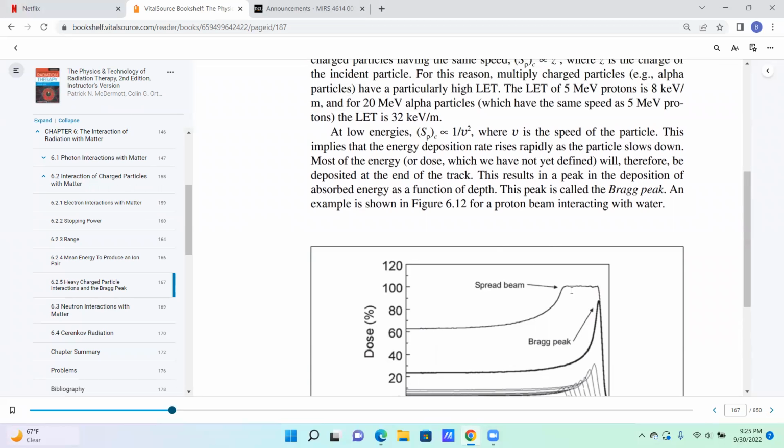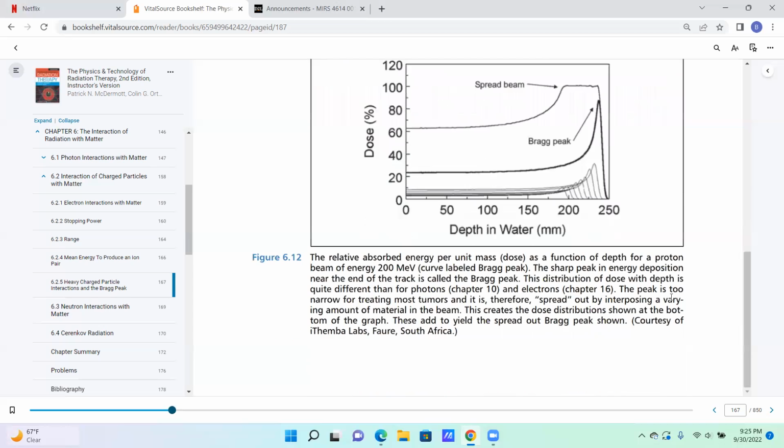Generally, what you want to be able to do is you can't treat with an energy that is almost monoenergetic, because your tumor is going to be big and it's going to be spread out over a large distance. So you have to spread that Bragg peak out. And the way you do that is you start varying the energy of those particles that are coming out of the accelerator.